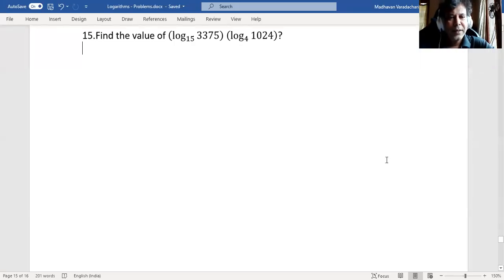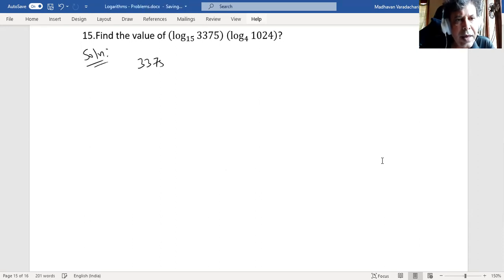Hello everyone. In continuation with the various problems we are doing in logarithms, the next is: find the value of logarithm of 3375 to the base 15 multiplied by logarithm of 1024 to the base 4. So first of all, let us factorize both the numbers, that is 3375.